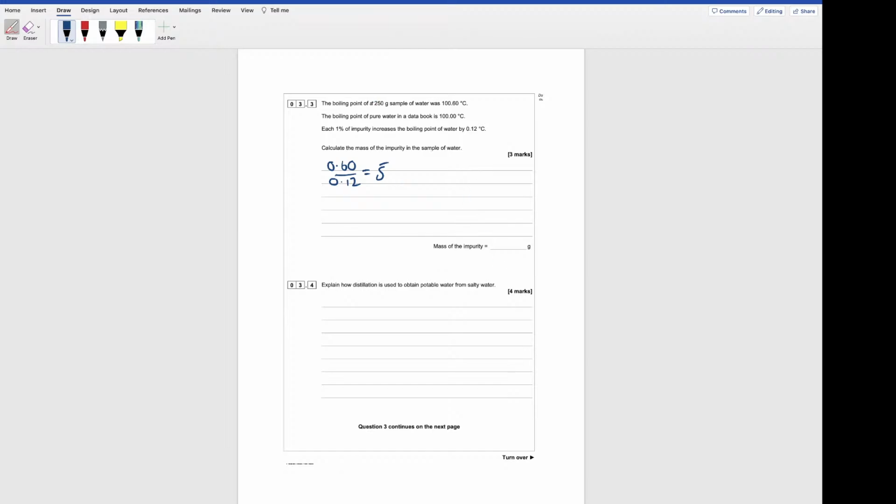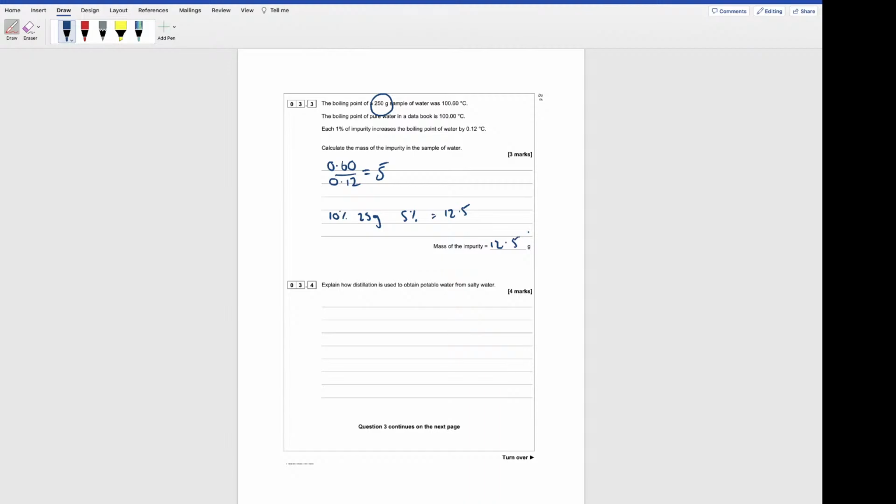So in a 250 gram sample, 5% of it is impure. Now we need to know what 5% of 250 is. Now the best way to do that, personally, I would find 10% and halve it. So we know that 10% is 25 grams. Half of 10% is 5%. So half of 25 is 12.5. So 12.5 grams of that substance is impure. 12.5 grams is what led to the impurity and the change in the boiling point.